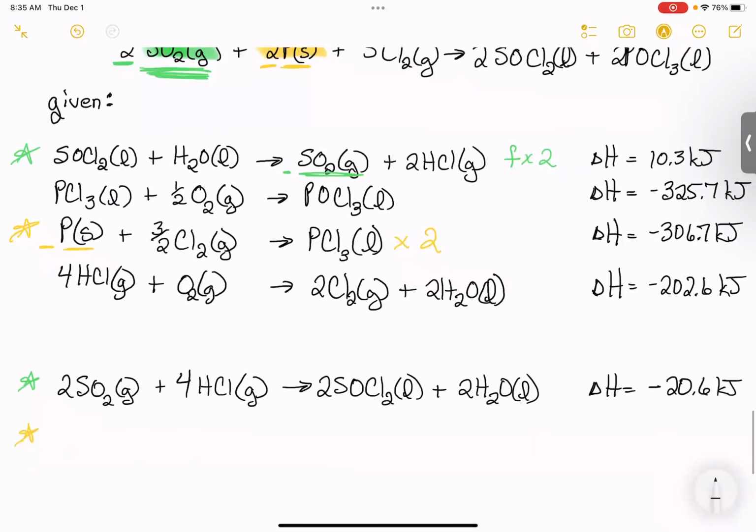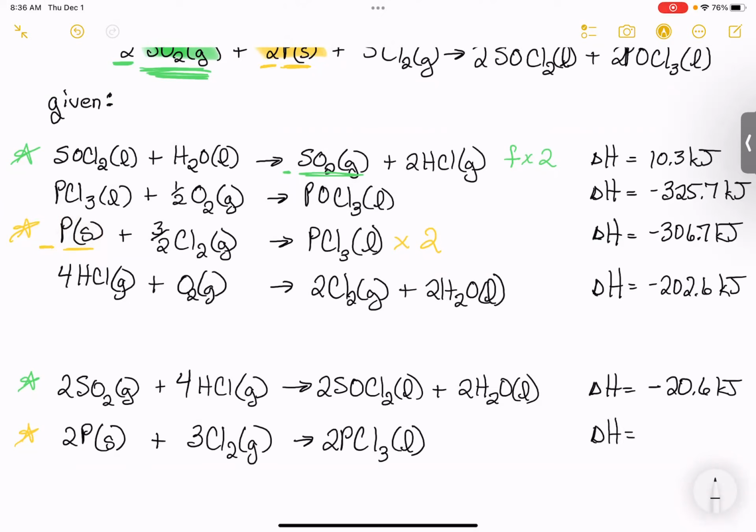So we have 2 phosphorus solid plus 3 Cl2 gas goes to make 2 PCl3 liquid. And because I multiplied the equation by 2, I've got to multiply my enthalpy by 2, which comes out to be a negative 613.4 kilojoules.